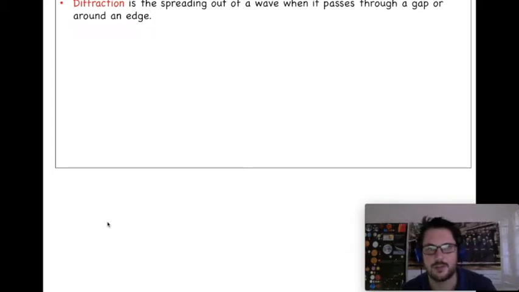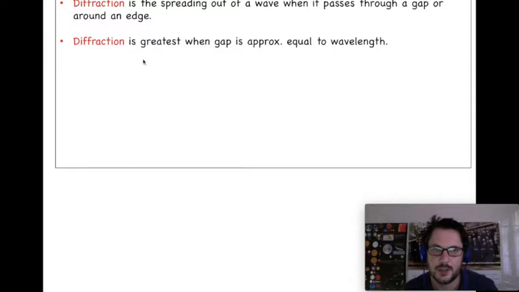Let's have a look at some terms that we need to know. Diffraction is the spreading out of a wave when it passes through a gap or around an edge. Diffraction is greatest when the gap is approximately equal to its wavelength.